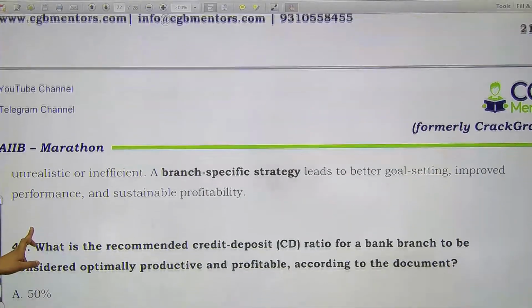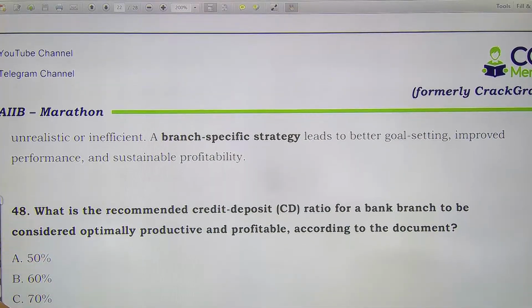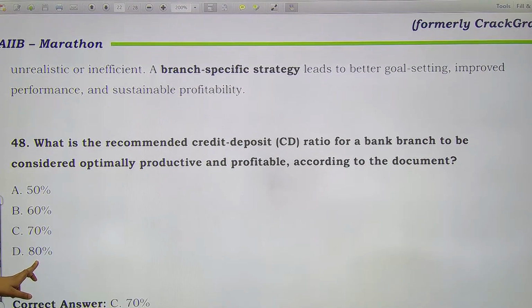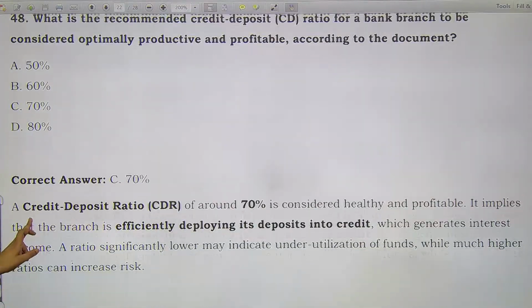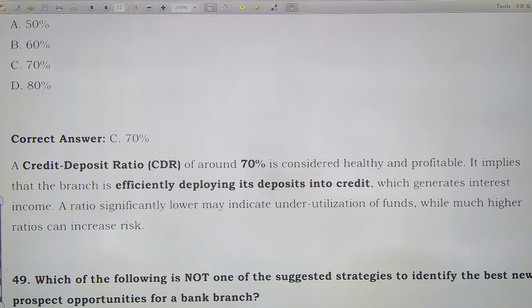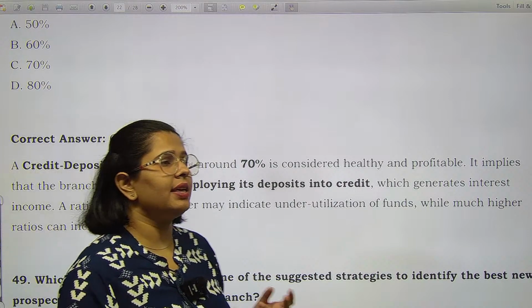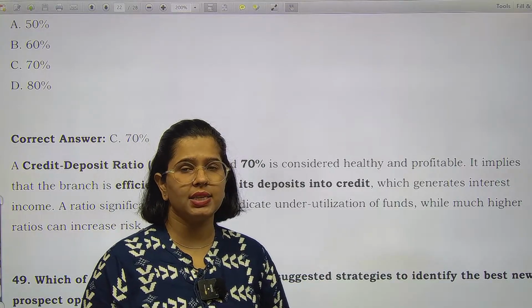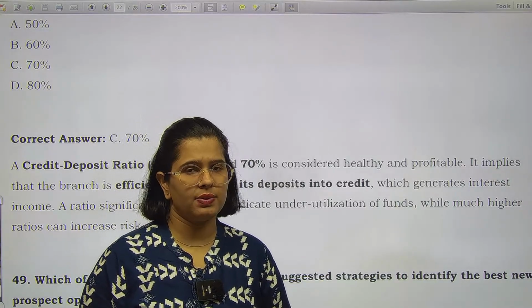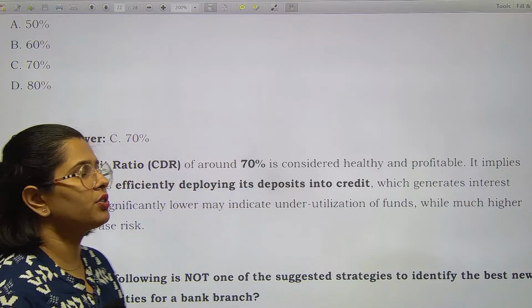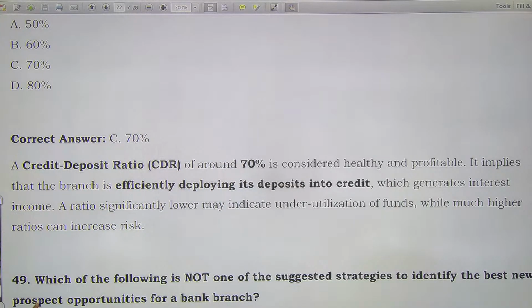Then, what is the recommended credit deposit ratio for a bank branch to be considered optimally productive and profitable? So 70% is the ideal credit deposit ratio which a bank branch should have, which is considered healthy and profitable. See, out of the deposits you have to put some amount in CRR, some amount in SLR, and then you make some safer investments in government securities for liquidity purposes also. So that is why a credit deposit ratio of 70% is considered an ideal one.